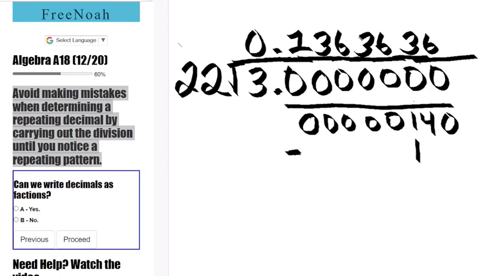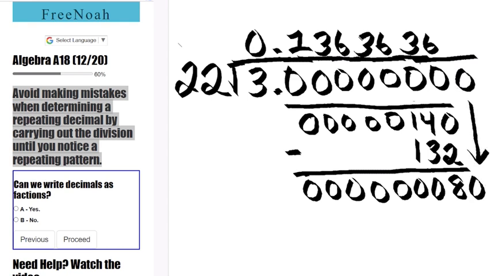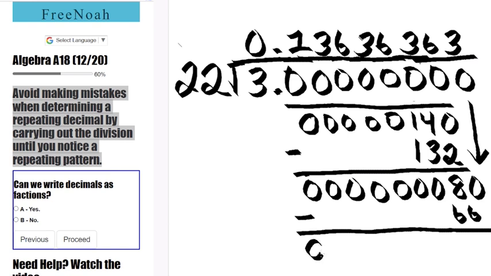And we'll do it one more time just for extra clarification here. 6 times 22, well, it gives us 132. 140 minus 132 will give us our fourth 8. Bring down another 0, and 22 goes into 80 3 times. 3 times 22, 66. 80 minus 66 will give us 14.